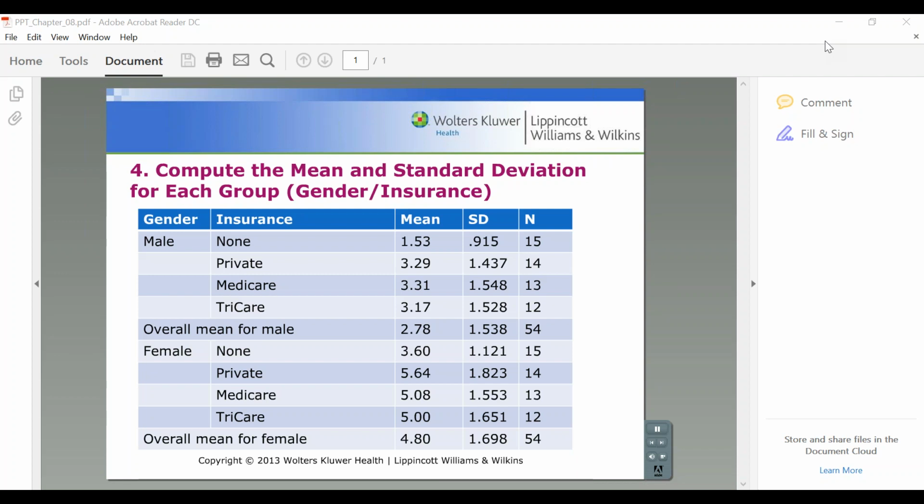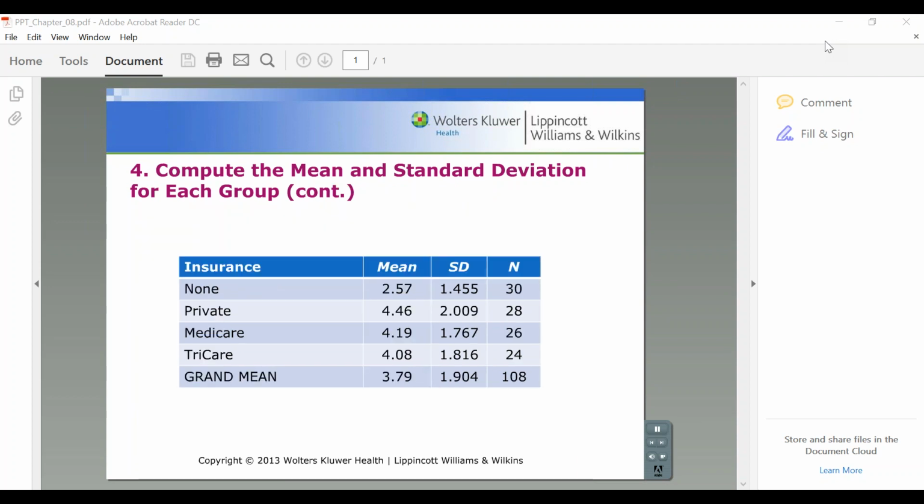So just looking at the descriptive stats is somewhat interesting. It looks like there's a difference between males and females. We can't say for sure whether or not these results happen by chance, hence the reason why we want to run our parametric analysis to determine whether or not these results happen by chance.